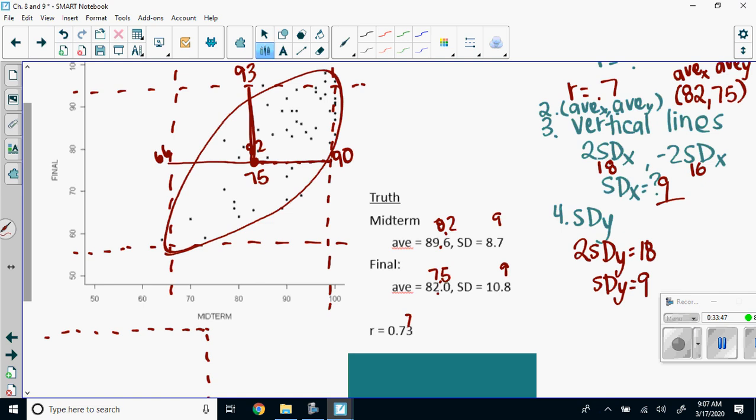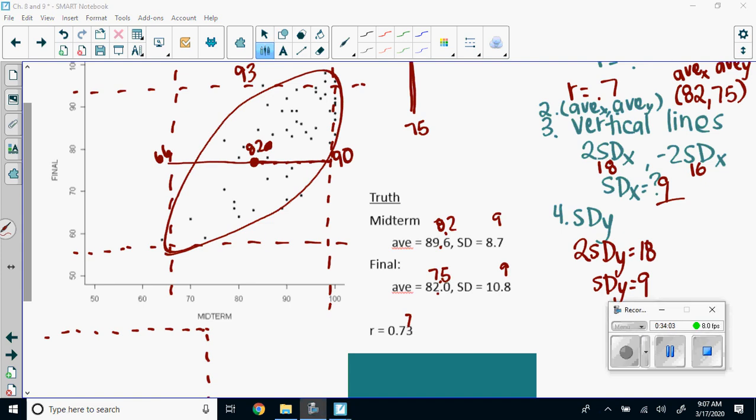It's an approximation. So looking at this, I can see maybe I should have done my middle more like right here, and I would have gotten closer to those points. But again, it's an approximation. We're new to this, so if you get a little bit off, no big deal there.